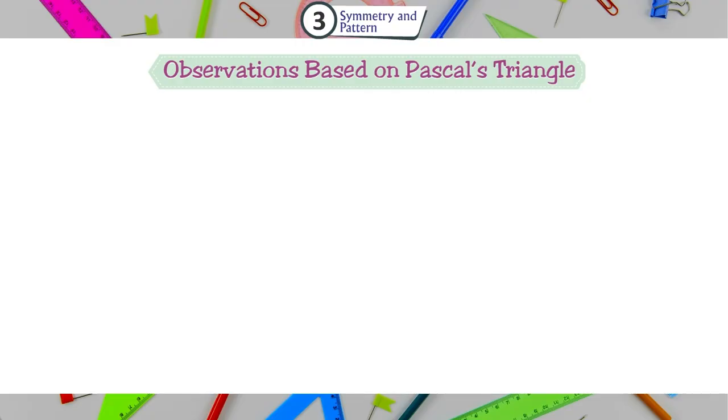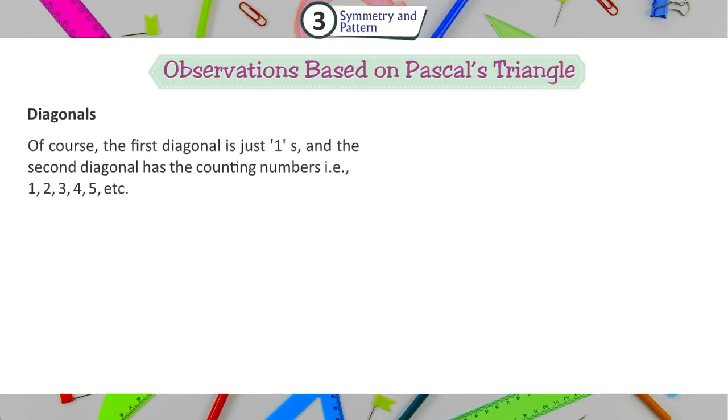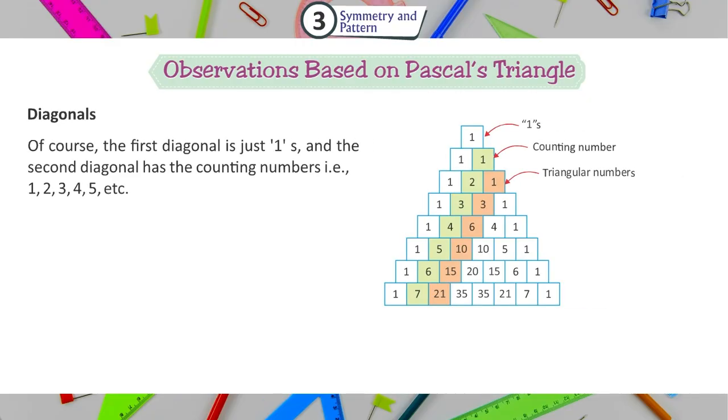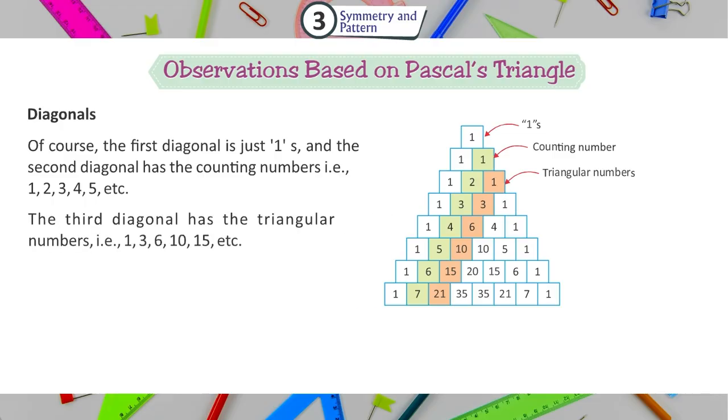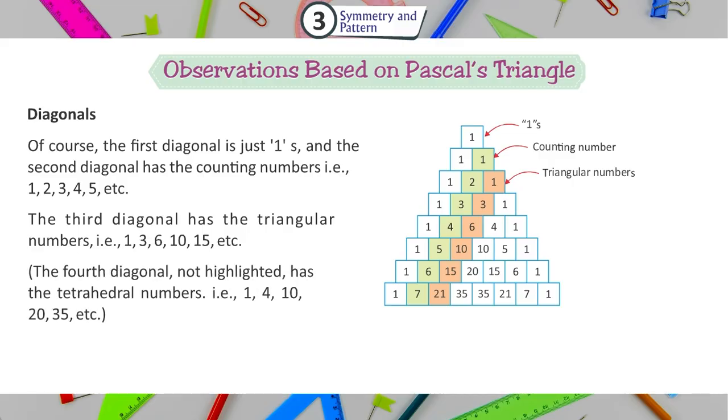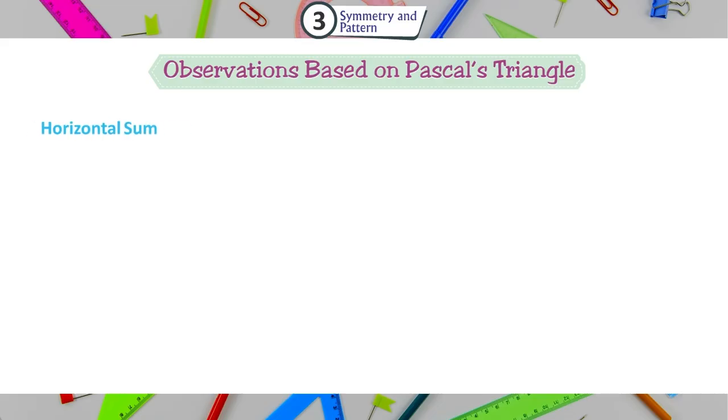Observations based on Pascal's triangle. Diagonals. Of course, the first diagonal is just ones and the second diagonal has the counting numbers, that is 1, 2, 3, 4, 5, etc. The third diagonal has the triangular numbers, that is 1, 3, 6, 10, 15, etc. The fourth diagonal, not highlighted, has the tetrahedral numbers, that is 1, 4, 10, 20, 35, etc.